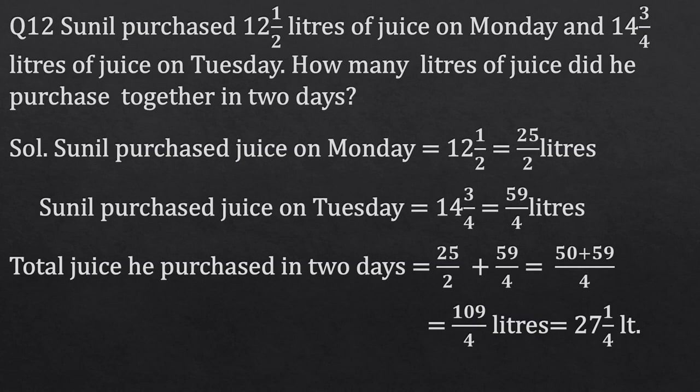Total juice he purchased in 2 days. For the total we will add. So add 25 upon 2 plus 59 upon 4 equal to 50 plus 59 upon 4. We have taken the LCM here. Half marks for this, and half marks for the last answer 109 upon 4 liter, which is equal to 27 1 upon 4 liter.